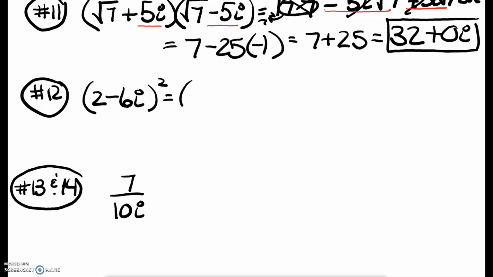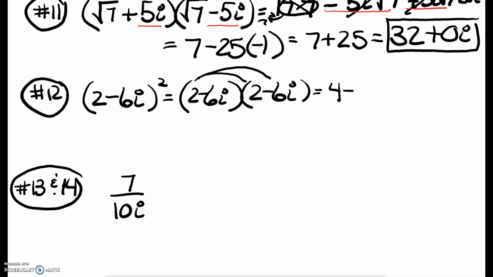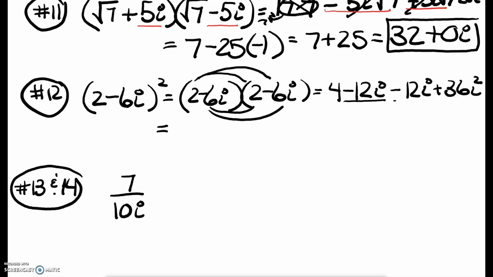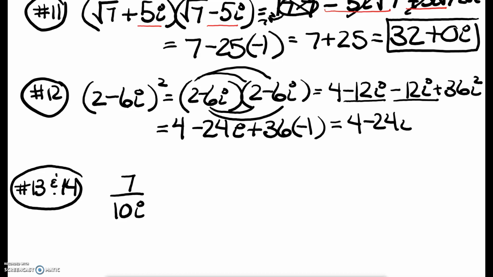All right, so now we're going to square this binomial. And we know that squaring a binomial means that we write it twice. All right, so when we square this, I'm going to distribute my 2 first, so I get 4 minus 12i, and then I'm going to distribute my negative 6i, so I get minus 12i plus 36, and remember I times I is I squared. So now I'm going to combine like terms. I have minus 12i is a minus 24i, and I'm going to replace that I squared with a negative 1, which gives me 4 minus 24i minus 36.